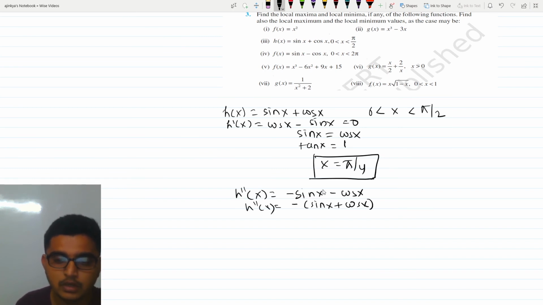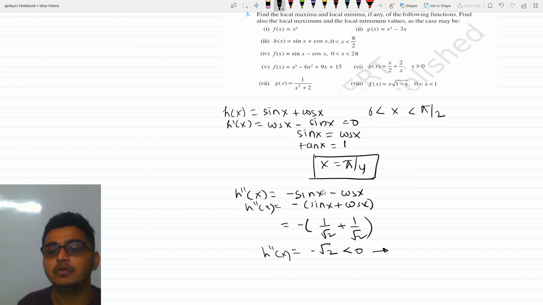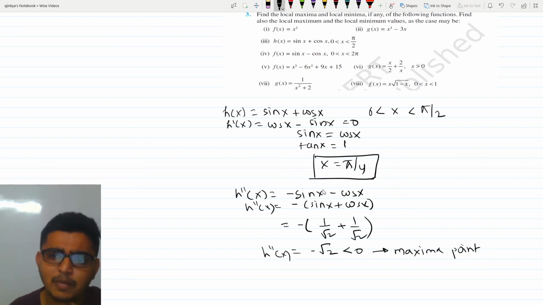So if you put it, you get the value as minus 1 upon root 2 plus minus 1 upon root 2, which also is, since you get 2 in the numerator, minus root 2. So your h double dash of x is negative, or rather this number is less than 0. So you can say this value is a maxima point, right?